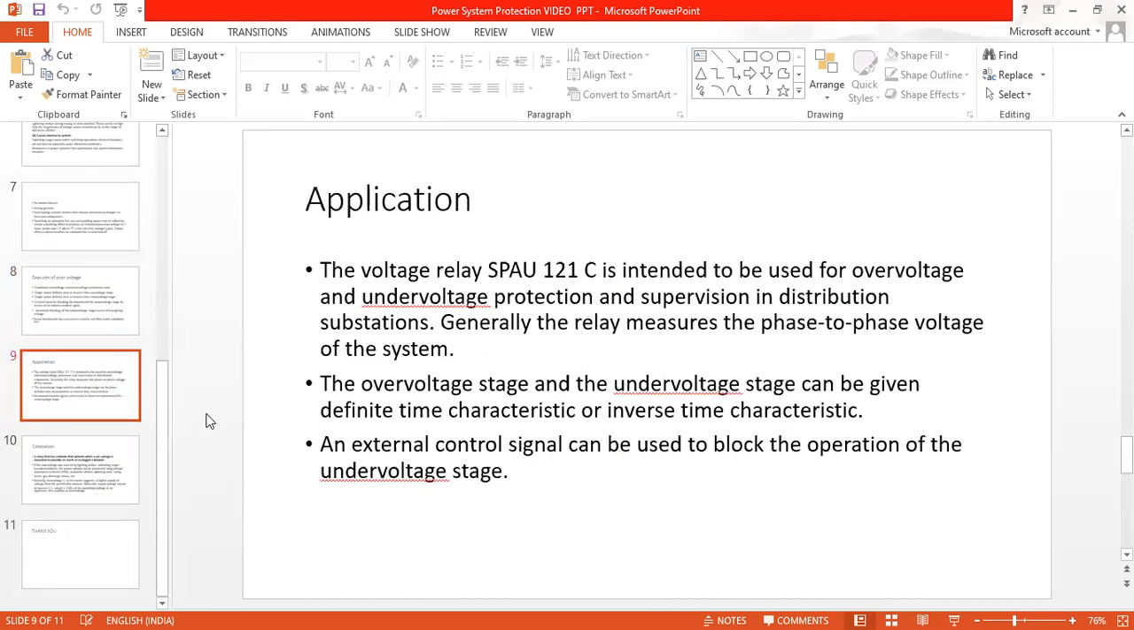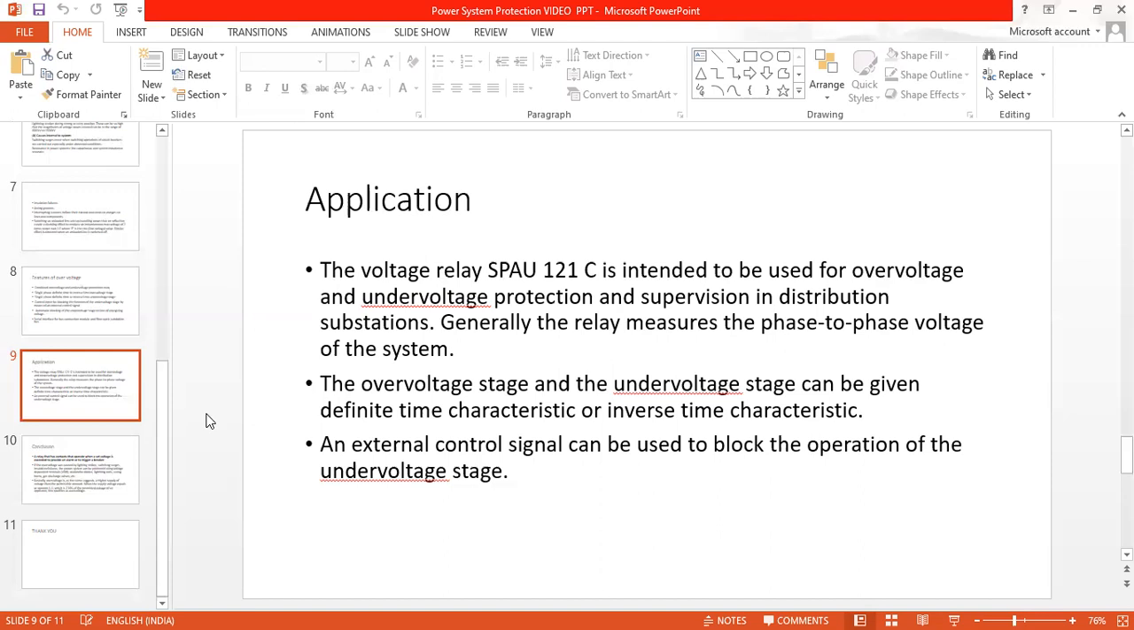Let me explain the applications of these. Here, the voltage relay SPAU121C is a type of overvoltage protection device. It is intended to be used for overvoltage and undervoltage protection and also for supervision in distribution substations. This relay measures the phase-to-phase voltages of the system.